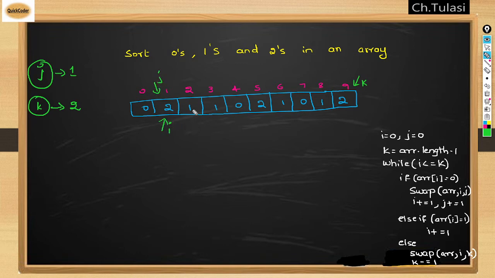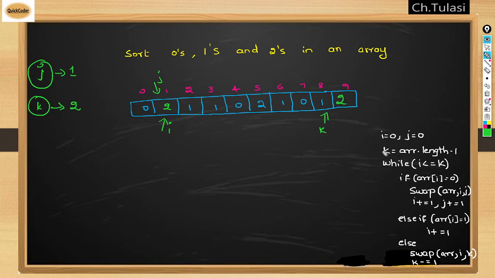Again, I will check whether i is less than or equal to k. Yes, it is true. Now I check which condition is true, the else part, since it is not equal to 0 and not equal to 1. Here the 2 must be at the last. So both will be swapped. As both are 2, no problem. Now my k will be decremented because the 2 is fixed here.